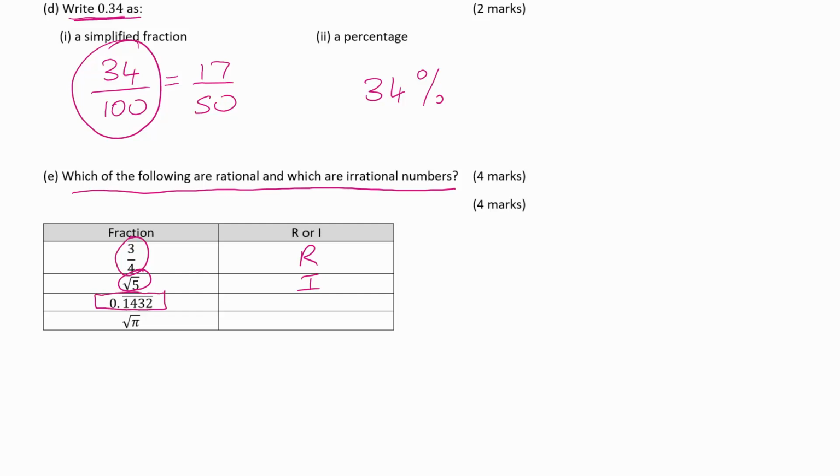0.1432, that's a recurring decimal. So we could express that as a fraction, and therefore it is rational. Pi is an irrational number, and it's not going to change anything if we take its square root. So that is irrational.